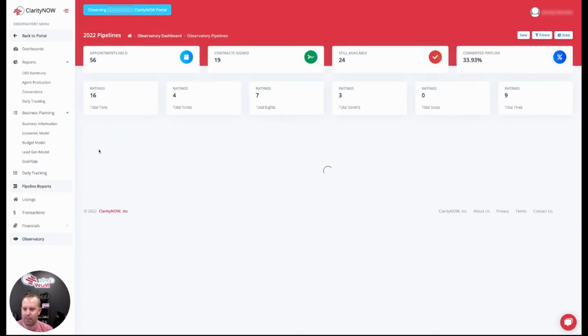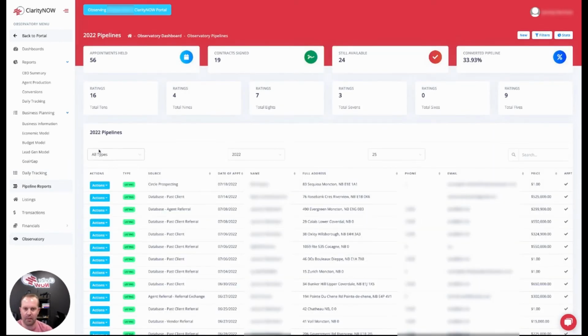Pipeline report, I certainly hope we have a huge pipeline. It looks like we got 24 that are still available that we're working on, 19 listings in the pipeline report. And wow, we got a lot of 10s here. So a lot of listings that we're expecting to get signed this month and next. So that is definitely a saving grace there.